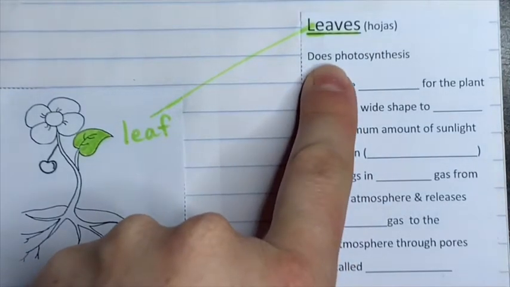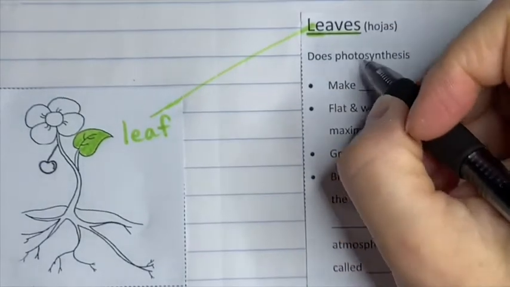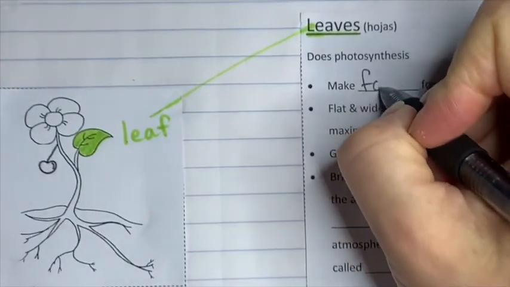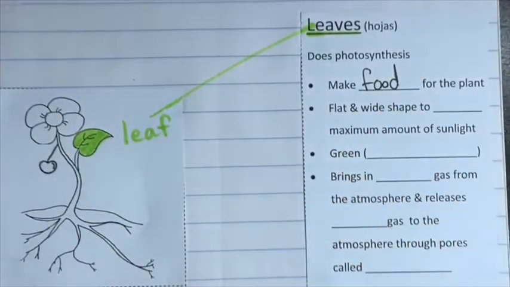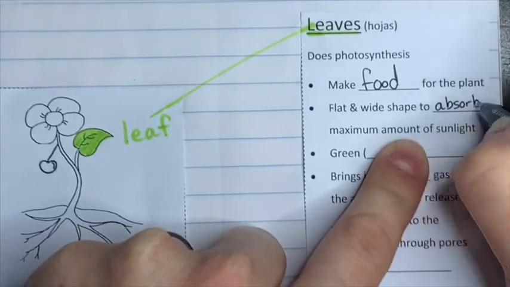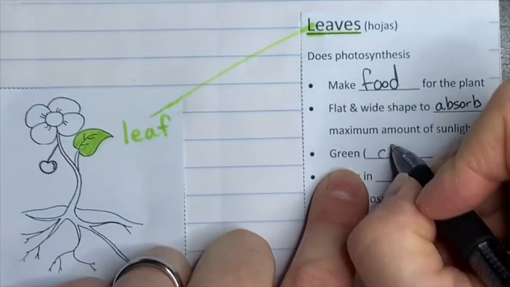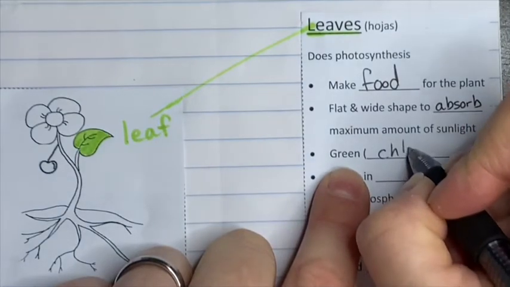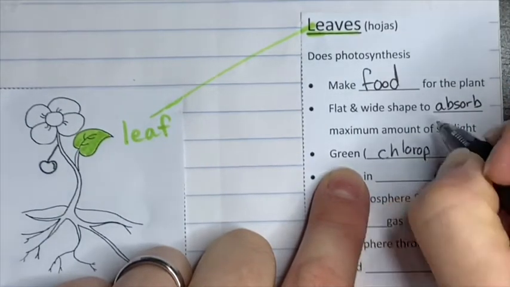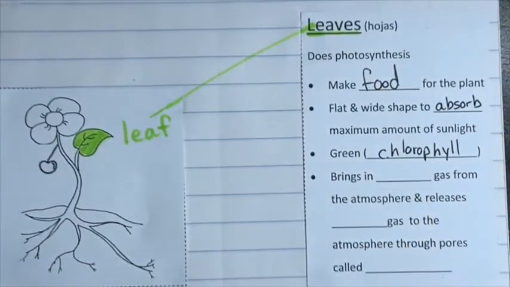Leaves do photosynthesis. Photosynthesis is the process by which a plant makes its food. They are flat and wide shaped because they need to absorb the maximum amount of sunlight. They are green. Chlorophyll is the chemical substance inside of plants that is green and that makes the plants green.